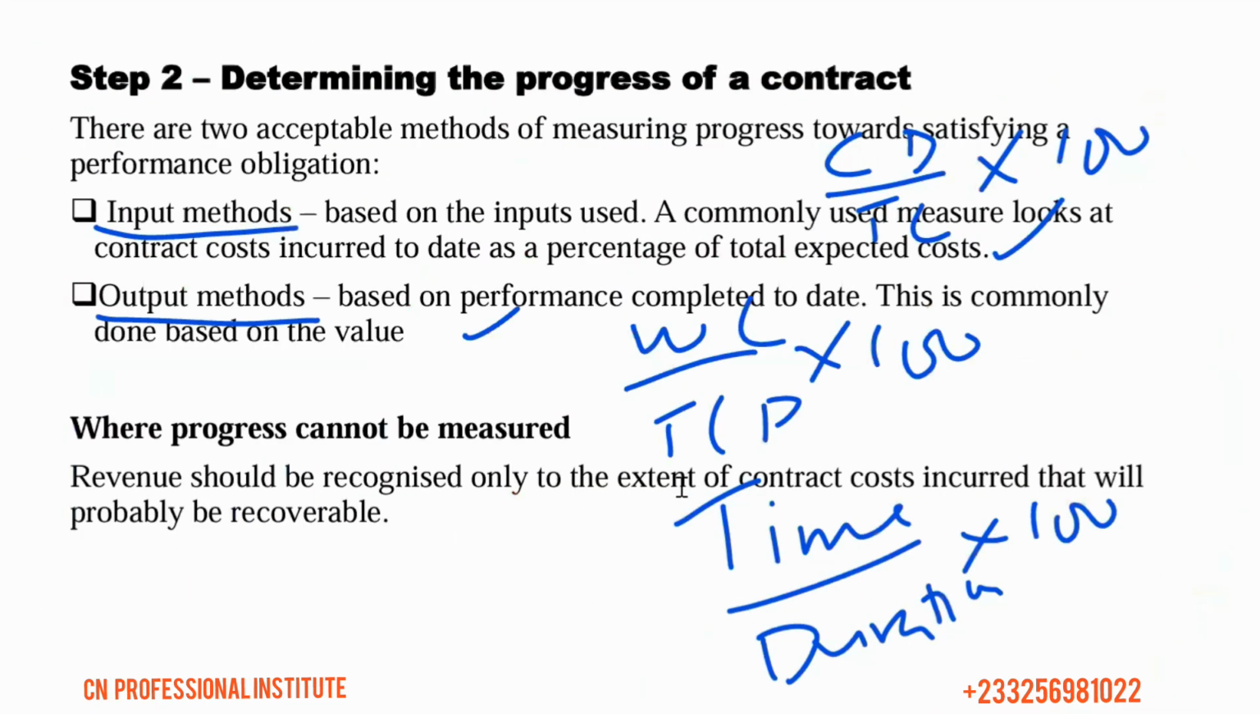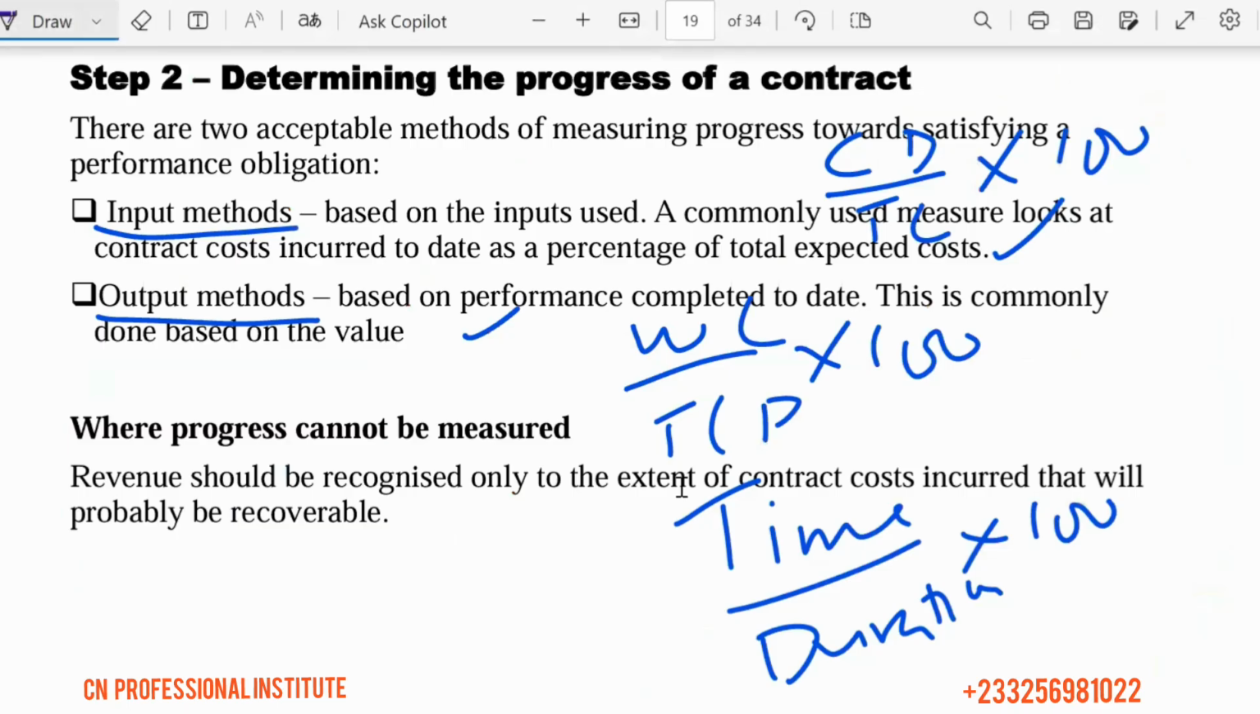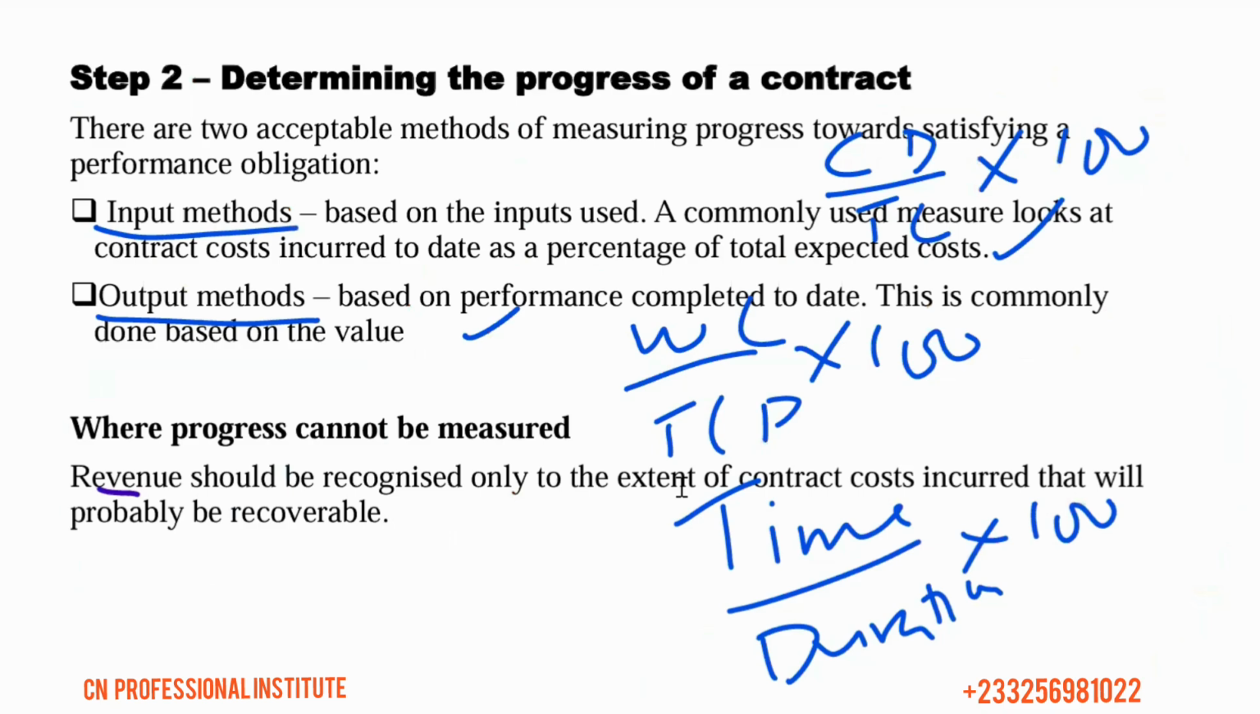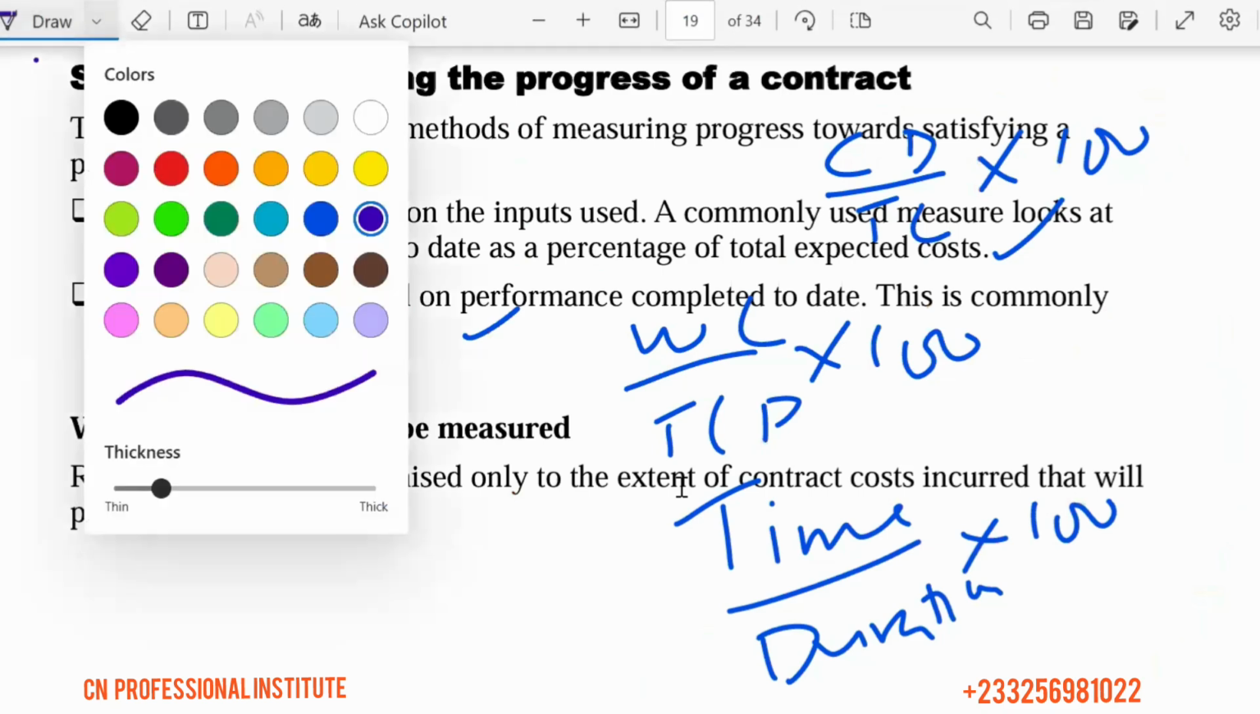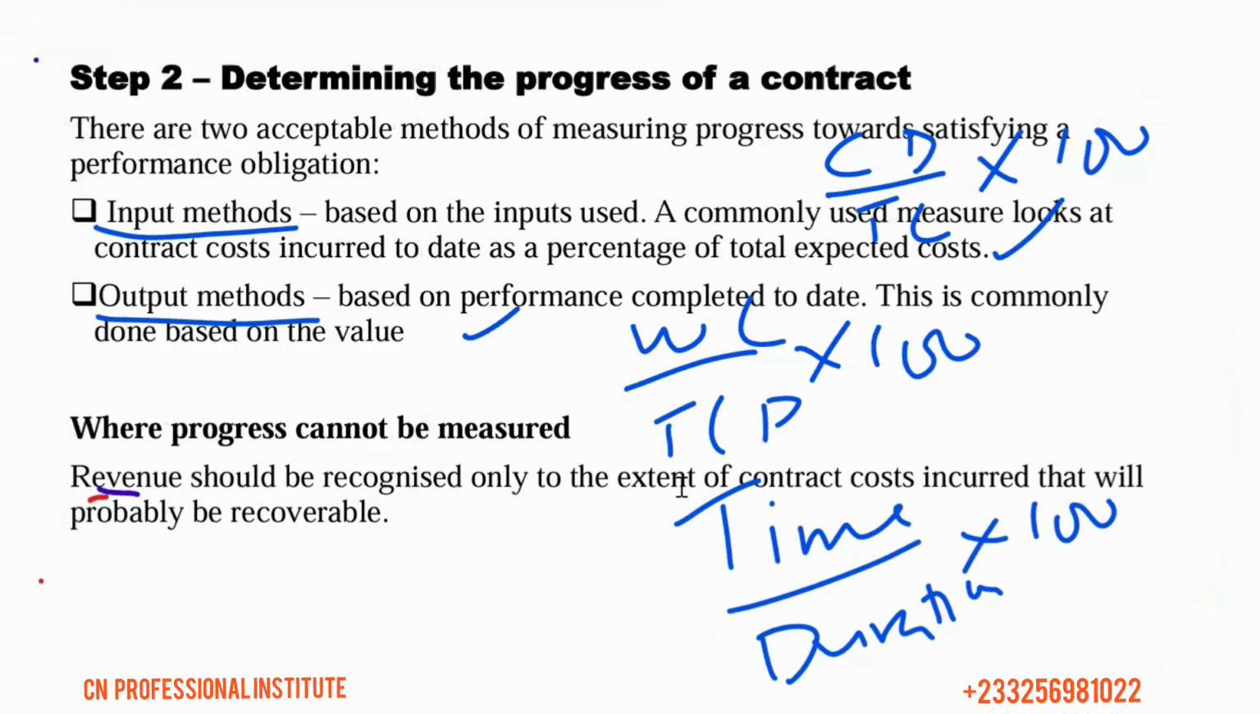But there's something here in step 2. It says we should determine the progress, but there are cases where we cannot determine the progress. It says that revenue is treated differently when progress cannot be determined. If you look at our ways of calculating the progress, the first one, the input method, is cost to date over total cost by 100. Let's say you cannot estimate your cost to complete, and therefore you cannot estimate your progress.